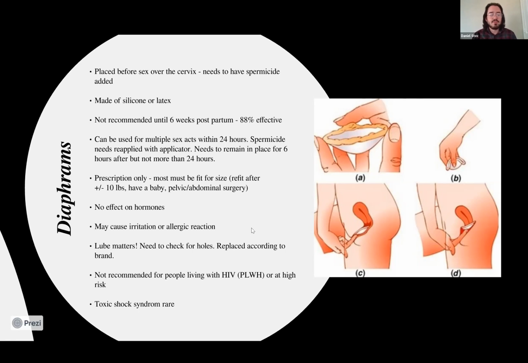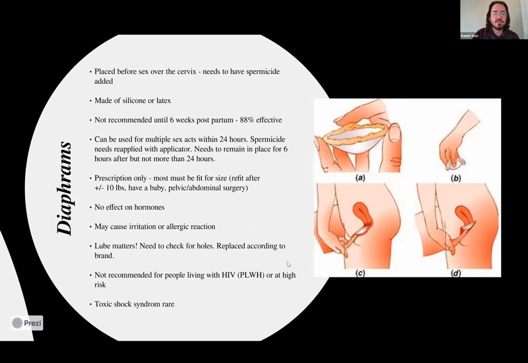These are prescription only, so that's a barrier point and gatekeeping that can happen with diaphragms. Most must be fit for size. There is one that is a one size fits all option out there, but it still has to be prescribed. Something that can be more challenging with the diaphragm is that it does have to be refit after several things, like a gain or loss of 10 pounds, after having a baby, or any kind of pelvic or abdominal surgery because of potential changes. So that's another reason that diaphragms have more so fallen out of favor, because of all the extra work and hoops that have to be jumped through.